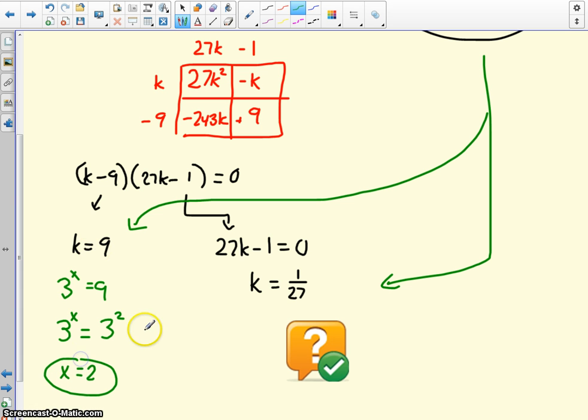Okay, so that solves that particular factor. Now I have to see what happens with the other factor as well. Looking at this one, I'm just going to continue it down here. If I replace k with 3 to the x, I get 3 to the x equals 1 over 27.